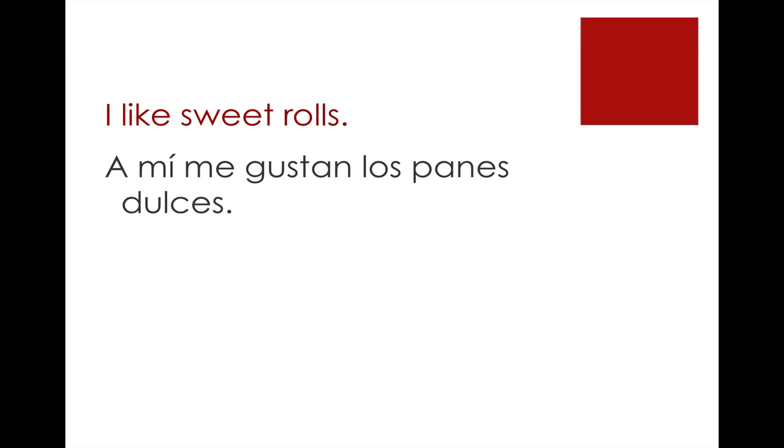The next sentence says, I like sweet rolls. And in Spanish, I will say it, a mí me gustan los panes dulces. Notice that because los panes dulces is a plural noun, I get to use gustan. Remember that also to make the word pan plural, we need to add es because it ends in a consonant, as opposed to dulce, which already ends in a vowel, we just add the s to make it plural.